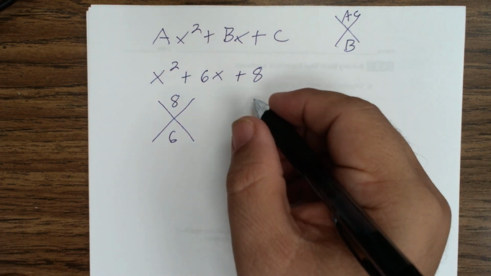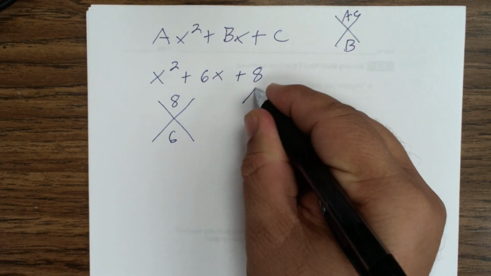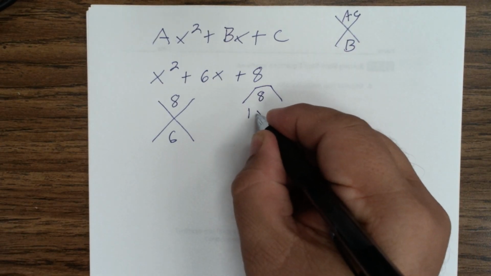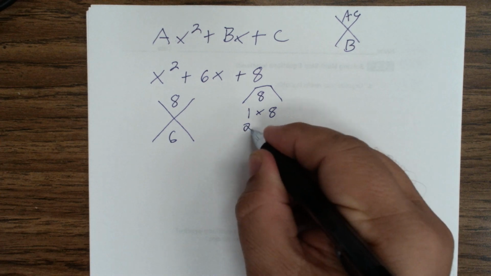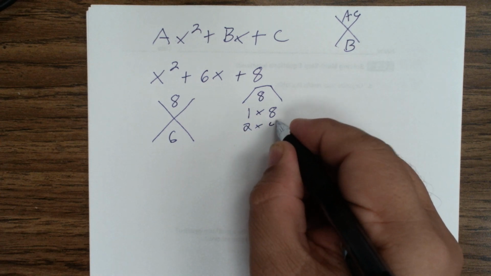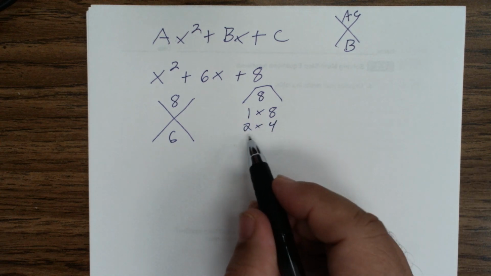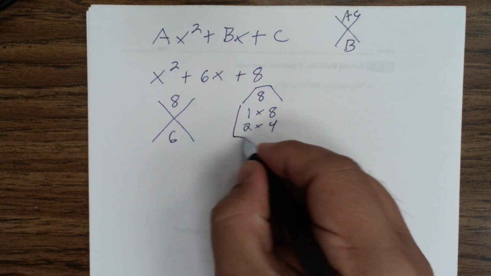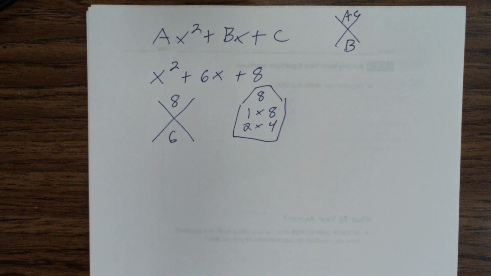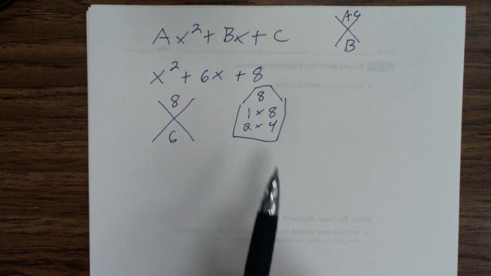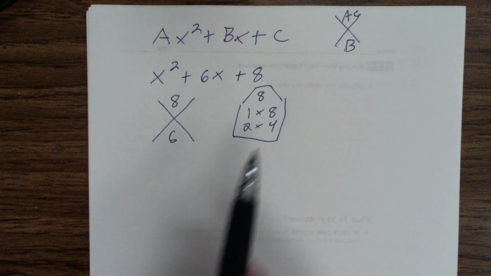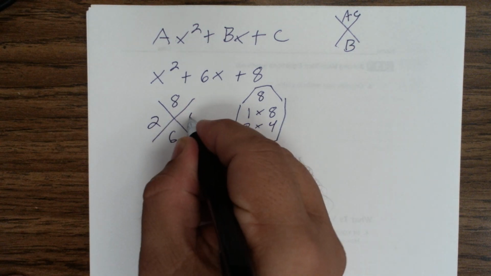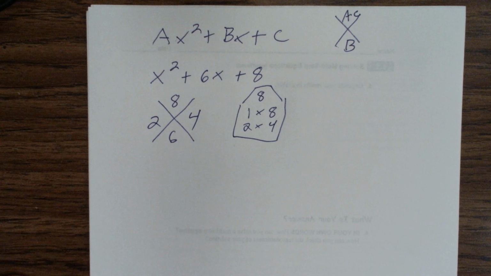You can either think of those, or you can make a factor tower, and you say, well, 1 times 8 is 8, 2 times 4 is 8, and then 3, no, that doesn't go into it, and then 4, we can stop because we already have a 4 in our list, and we see, do any of these add up to 6? Well, 2 and 4 add up to 6, so those two numbers go there.